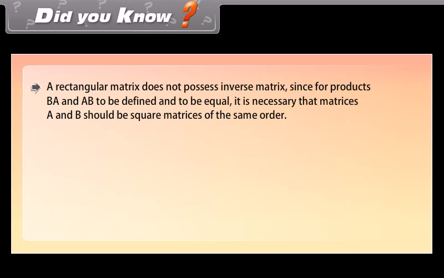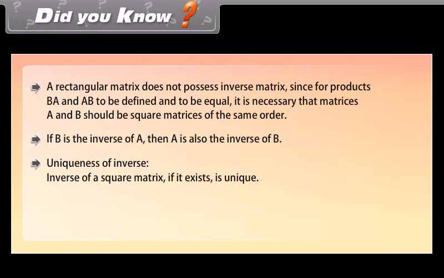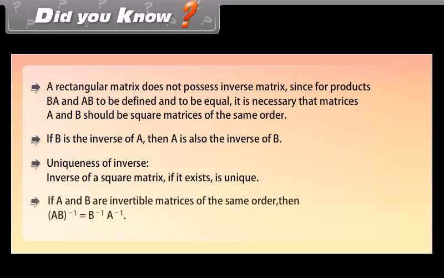Did you know? A rectangular matrix does not possess an inverse matrix, since for products BA and AB to be defined and to be equal, it is necessary that matrices A and B should be square matrices of the same order. If B is the inverse of A, then A is also the inverse of B. Uniqueness of inverse. Inverse of a square matrix, if it exists, is unique. If A and B are invertible matrices of the same order, then the inverse of AB is equal to the inverse of B times the inverse of A.